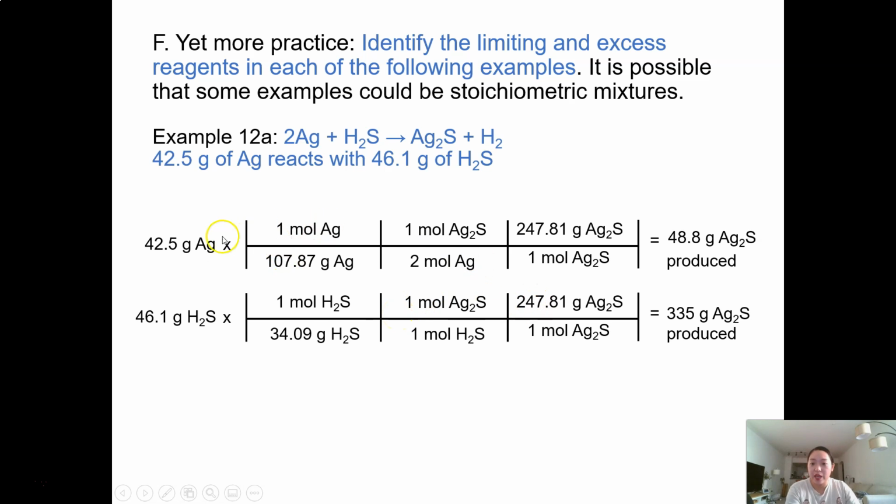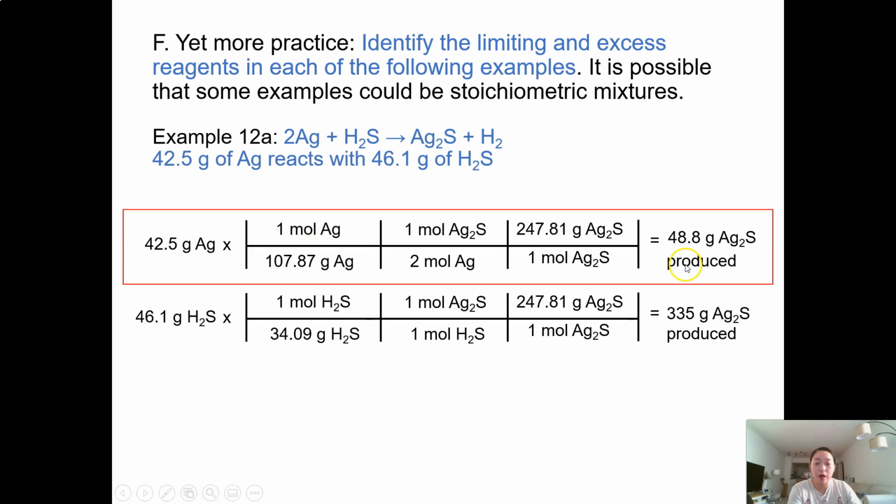Now, as you can see, if I were to use up all of the silver that was given to me, I could make 48.8 gram of silver sulfide. If I were to use up all of the hydrogen sulfide that was given to me, I could make 335 grams of silver sulfide, which is way more than this number here. So silver must be our limiting reactant because it produces less of the product. So here's our limiting reactant, and if one is limiting, the other one must be excess. So here's our excess reactant, hydrogen sulfide.